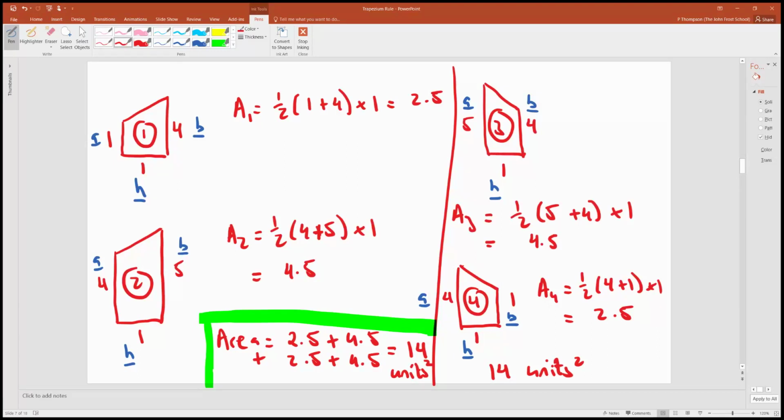It is quite long. But once you get into the habit of drawing the ordinates up properly, drawing the shapes properly, and looking for symmetrical trapeziums, that will also save you time.